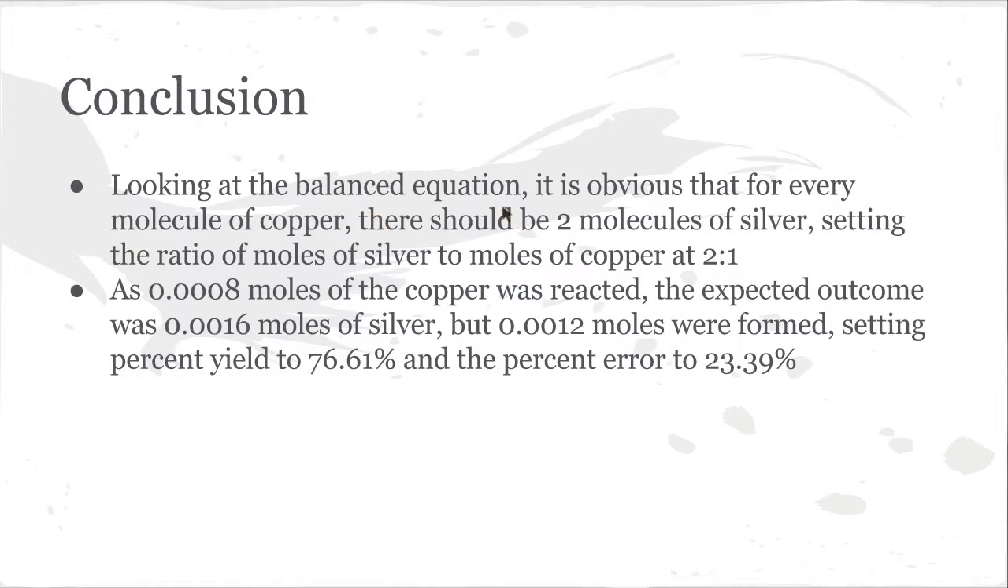Looking at the balanced equation, we can see that for every molecule of copper, there should be 2 molecules of silver, setting the ratio of moles of silver to moles of copper at 2 to 1. This means that the copper ions produced should be 2 plus instead of 1 plus. We can see that 0.0008 moles of copper were reacted, and the expected outcome was 0.0016 moles of silver, and only 0.0012 moles of silver were formed, setting the percent yield to 76.61% and the percent error to 23.39%.